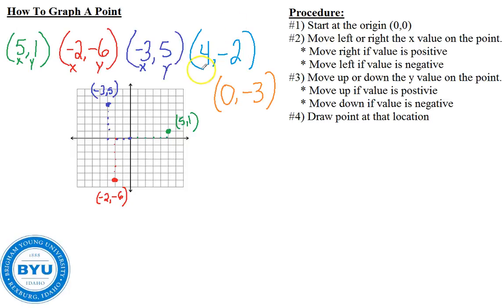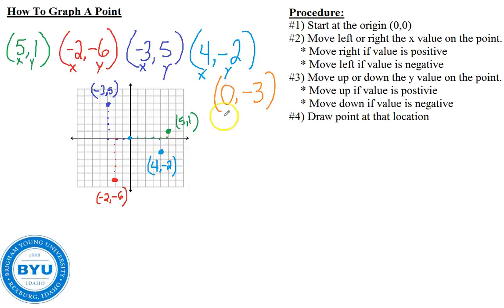Let's do this blue one. I'm going to start here at 0, 0. The first value is 4, so that tells me to go to the right 4. 1, 2, 3, 4. And then it's negative 2. That's the y value, so I got to go down 2. So this right here would be 4, negative 2. That's the spot that would be my answer.